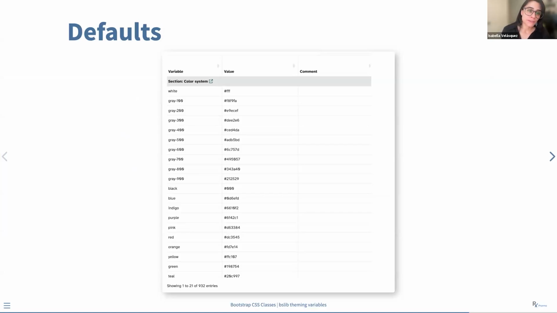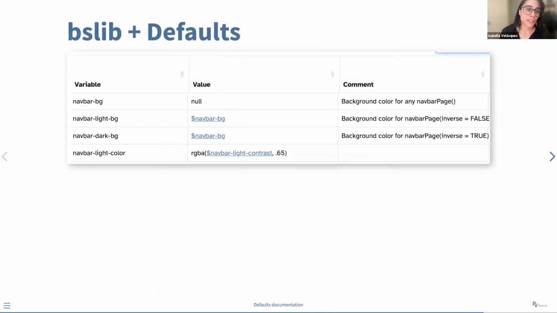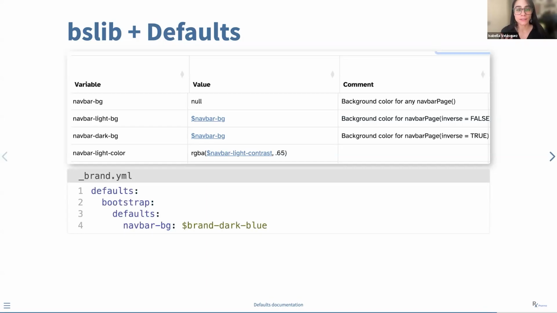And just to talk really briefly about defaults, there are a ton of bslib theming variables that are available. Here's 932 with a ton of options for you. And if there is a specific one, say you are creating a dashboard with a navigation bar and the default color is white, for example, and you want it to be blue, the specific blue that's in your brand YAML file, you can actually go ahead and add that in your brand YAML file.